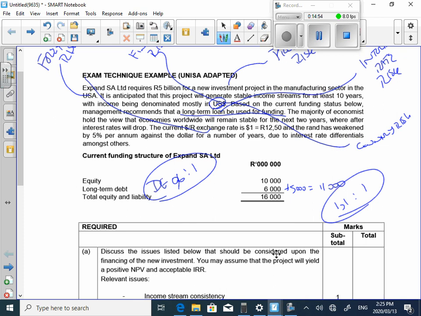So number one, guys, let's just actually look at it pragmatically. Where are all of the cash flows? They're in dollars. So if you're going to be repaying back the loan, should you repay it back in dollars or in rands? Second of all, guys, as far as this is concerned, where is the project located? It's located in the US.